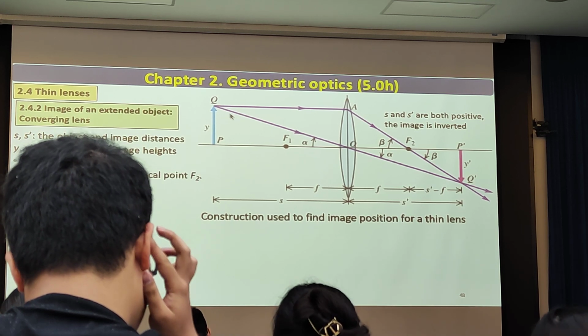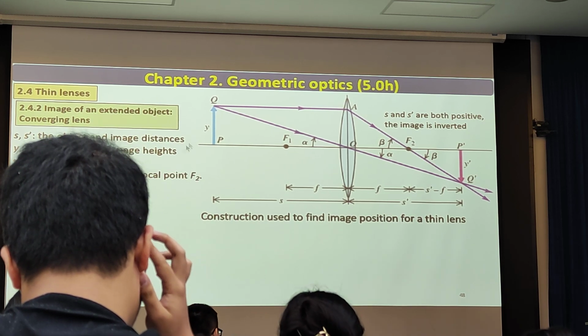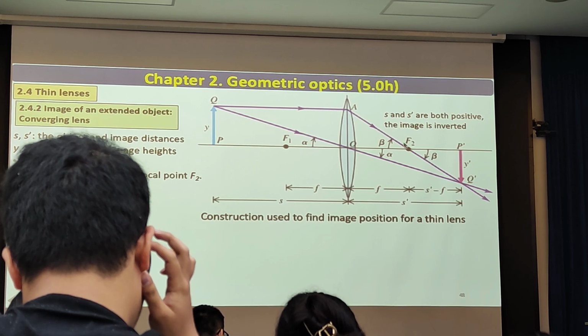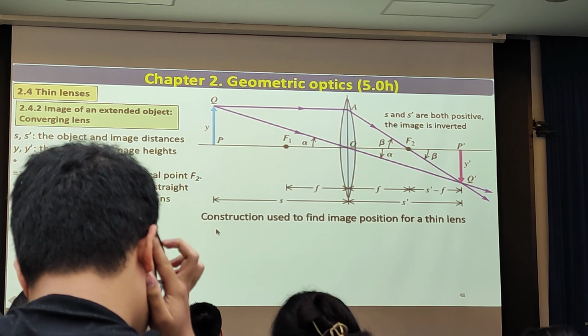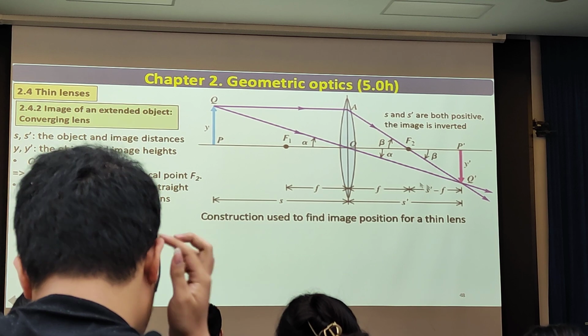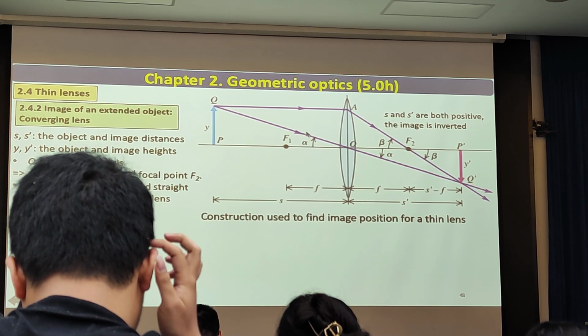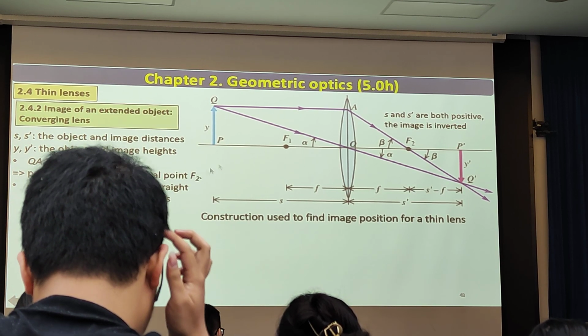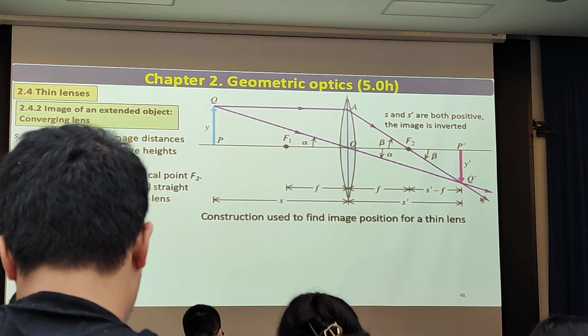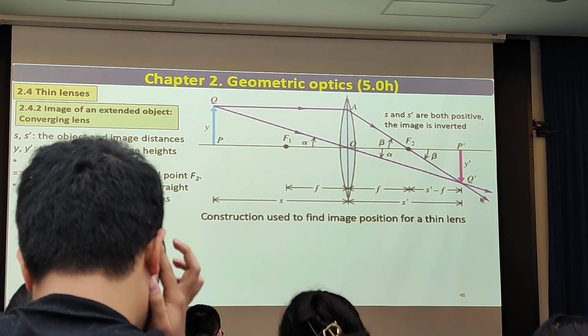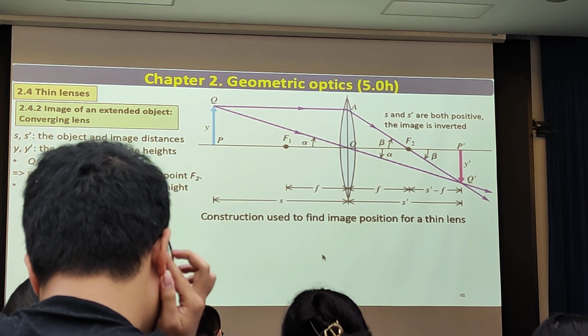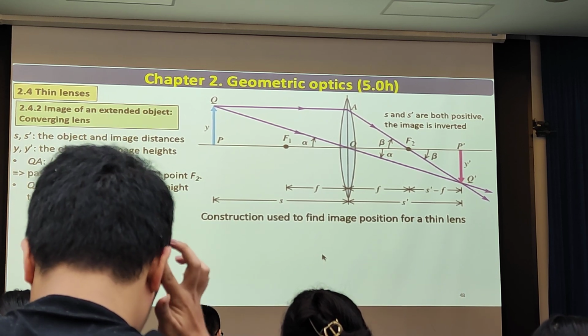So you can draw QA parallel to the optic axis, so it passes through the second focal point. Q prime passes undeflected straight through the center of the lens. So there are two special rays you should use. Now you will prove again what you know before.